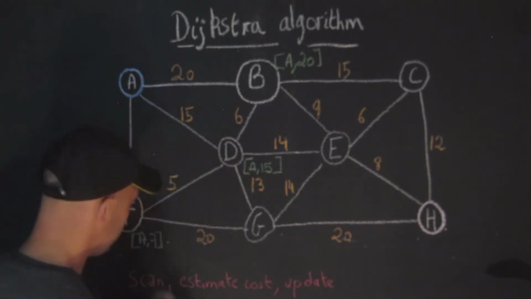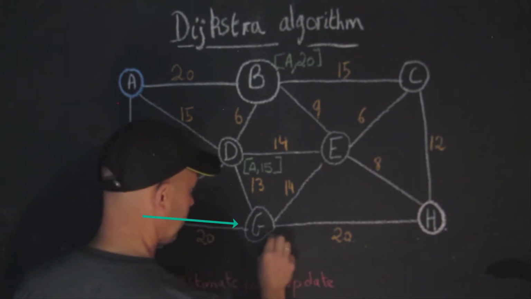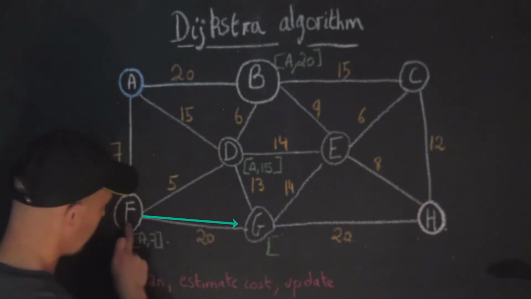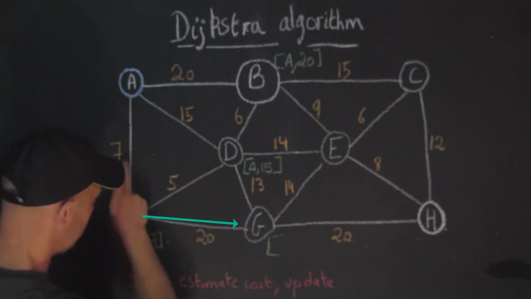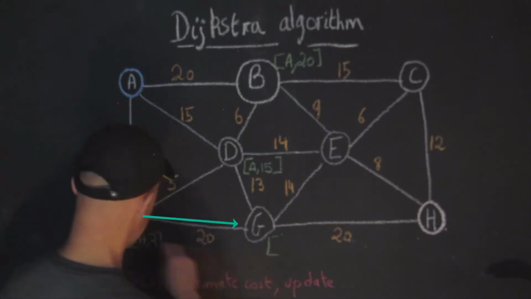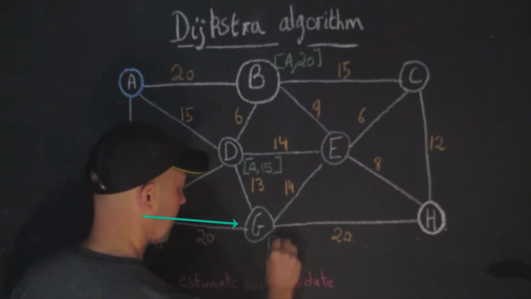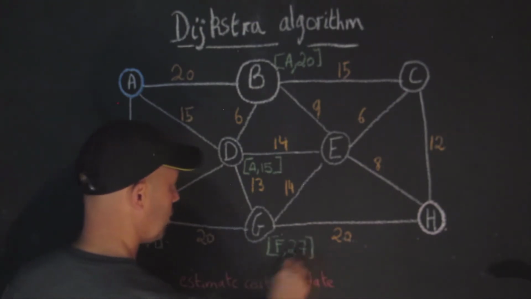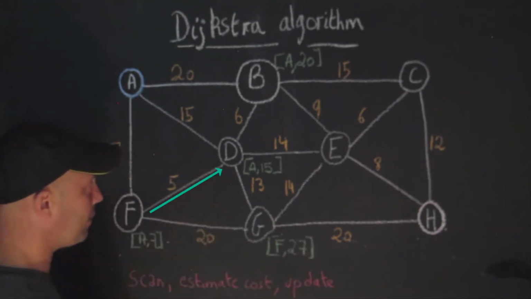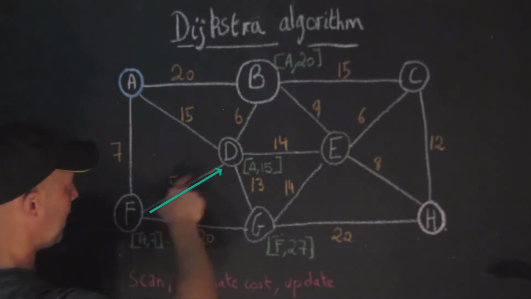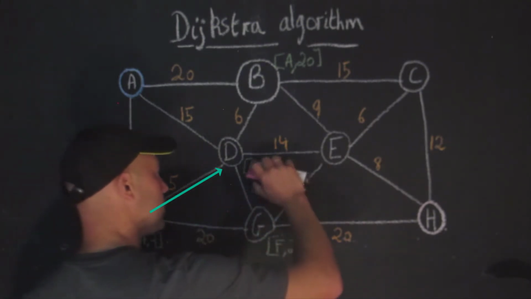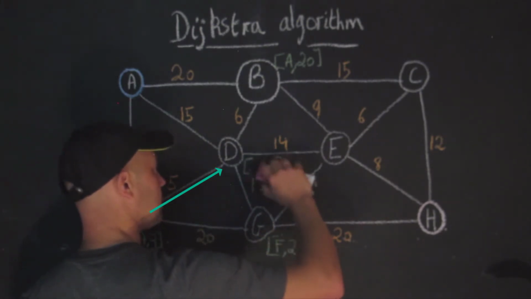So let's do J here. J is going to tell me the following. It's going to take me 7 plus 20, so that's 27, and I'm coming from F, so F, 27 here. Now, from F, I can also go to D. And 7 plus 5, how much is that? That's 12, right? So I'm going to update this.